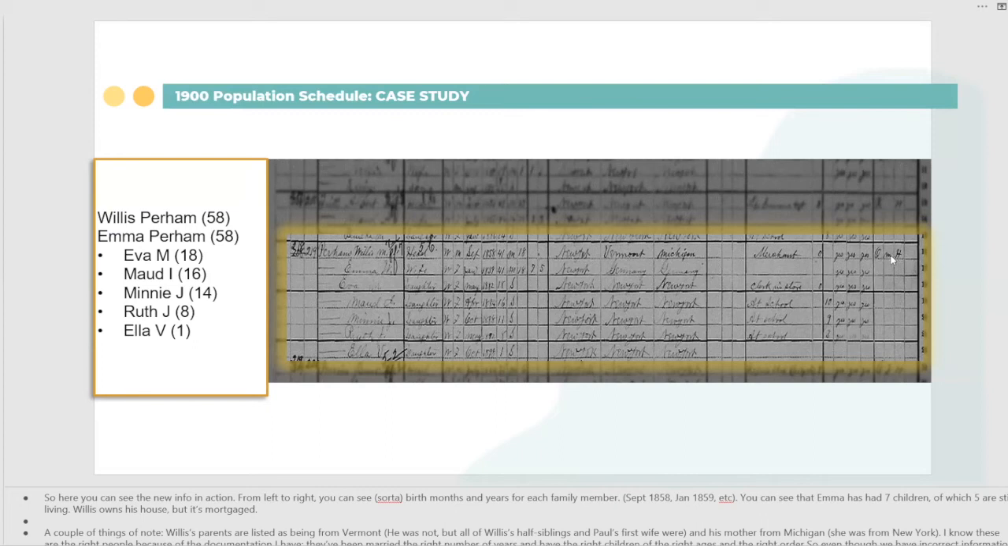A couple of things of note. Again, we're relying on memory here. So we have Willis's father listed here as being born in Vermont. We know that his father was actually born in Massachusetts. However, Paul would have died when Willis was no more than 5 or 6 years old. All of his siblings were born in Vermont, and his uncles were born in Vermont. So it's entirely possible that Willis believed his father was born there too.